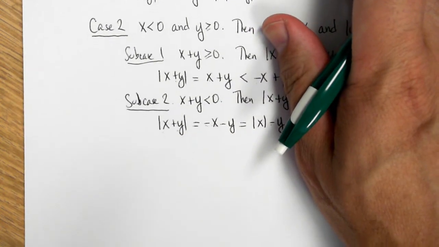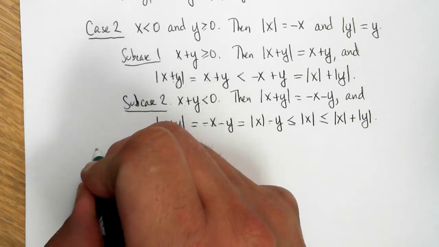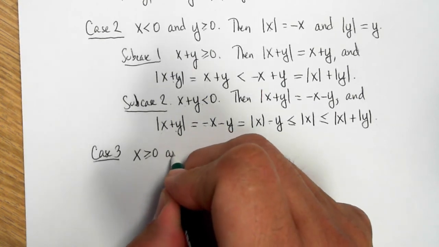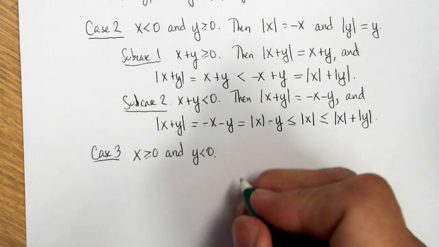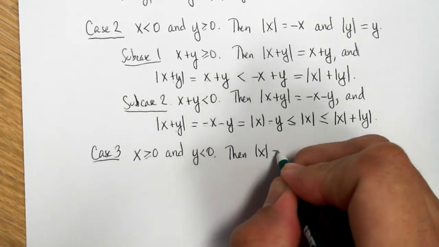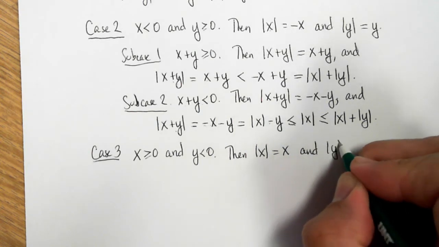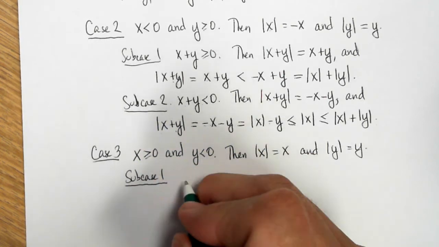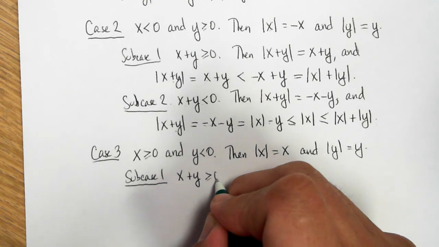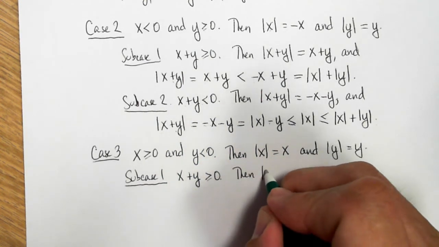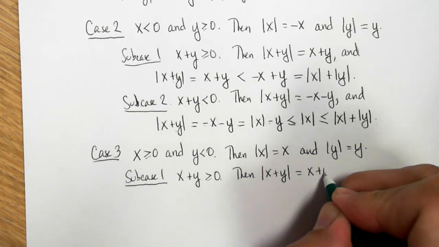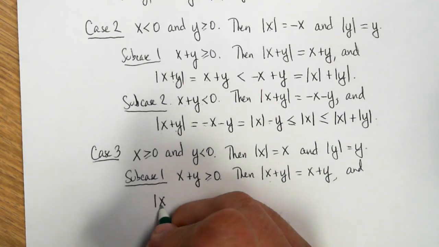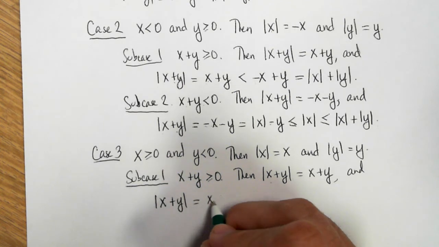All right, now case 3 is going to look very similar to case 2, but we'll write it out in full. Case 3 is going to be that x is positive and y is negative. Then in case 3, absolute value of x would be equal to x, and absolute value of y is equal to y. And once again, we have two subcases involving the absolute value of x plus y. X plus y could be something that is positive or non-negative. Then the absolute value of x plus y would be equal to x plus y by itself. The absolute value of a positive number is the number. And therefore, absolute value of x plus y is equal to x plus y.